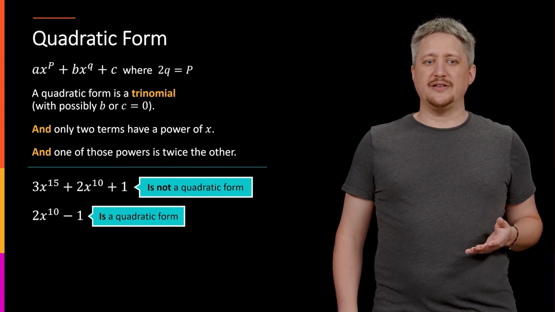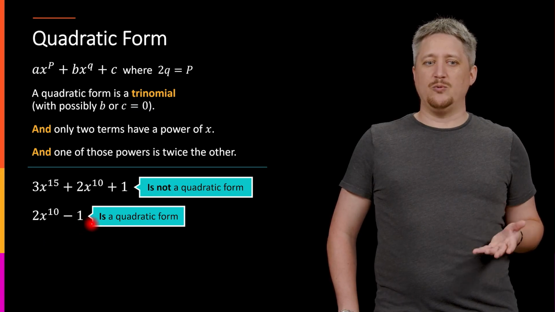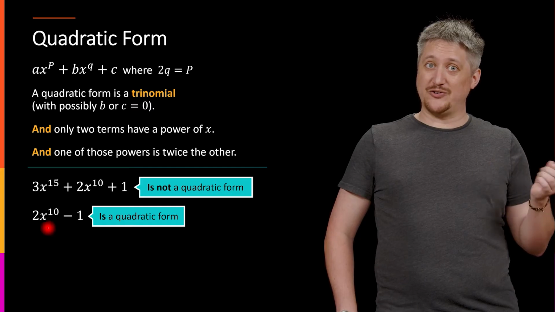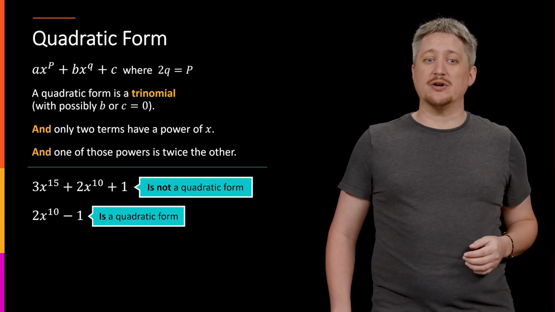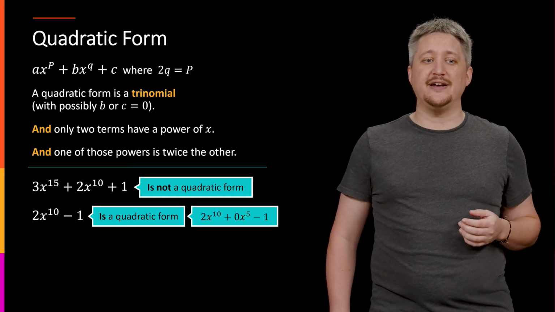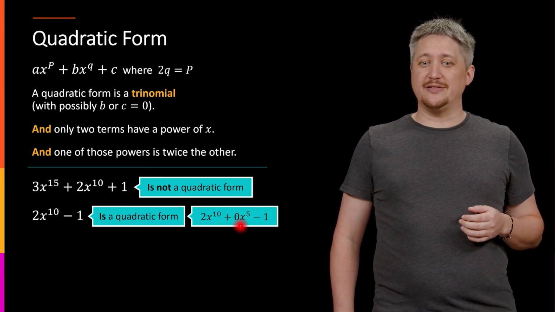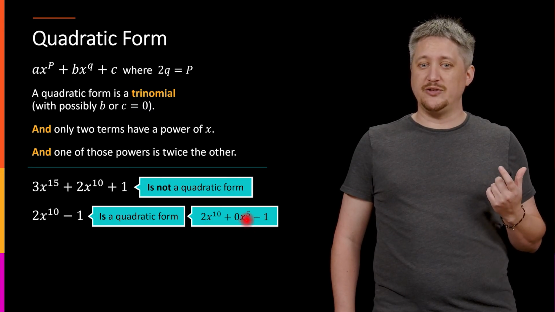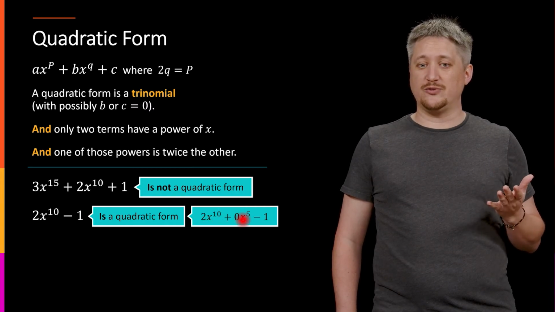So we need something that has three terms, two of them have positive power of x, one of them is a constant, and the two powers of x, one power is twice the other. But we can inject the third term here to make it work. In particular, we can write this as 2x to the 10th plus 0x to the 5th minus 1. And now we have the three terms, right?